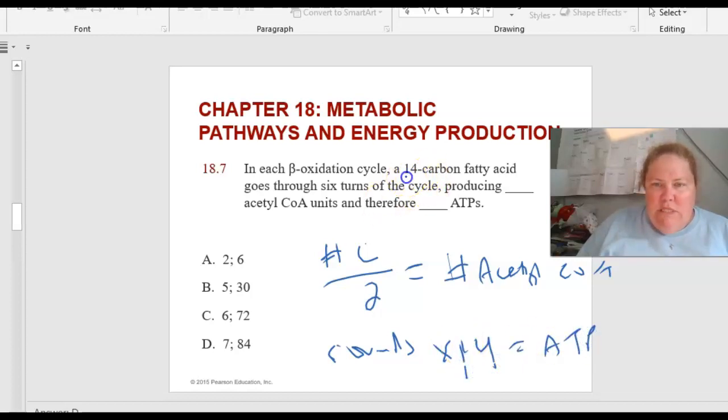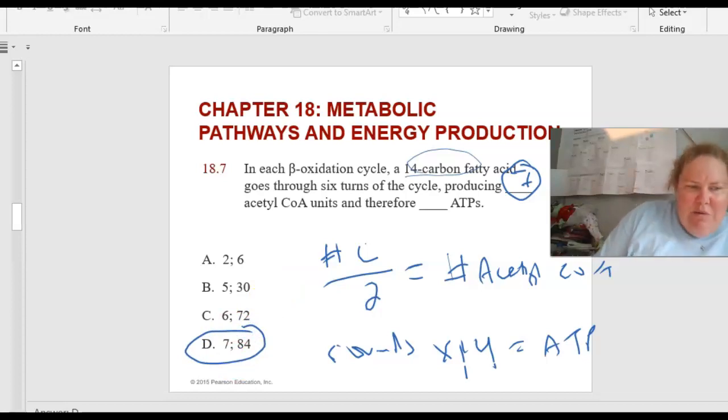Okay, so we have a 14 carbon fatty acid. 14 divided by 2 is going to give you 7 acetyl-CoA. Right there, that would give you that answer. But if we take 7 times 14, then that's going to get you right around 84. So like I said, it might not be an exact number, but it'll get you in that ballpark that you need.